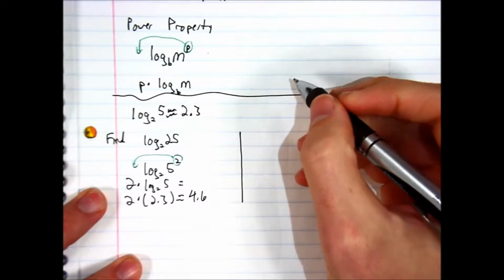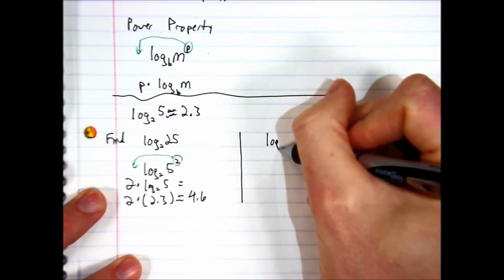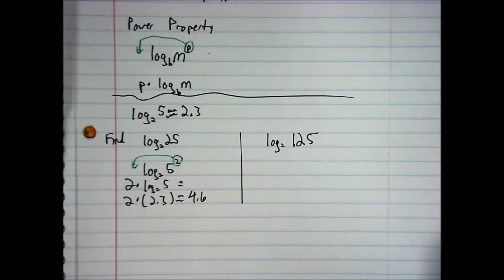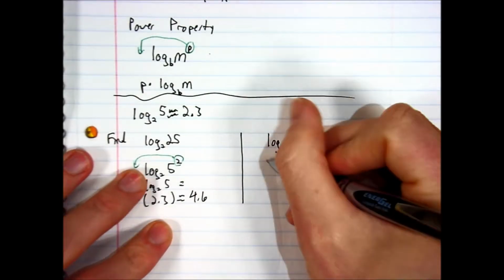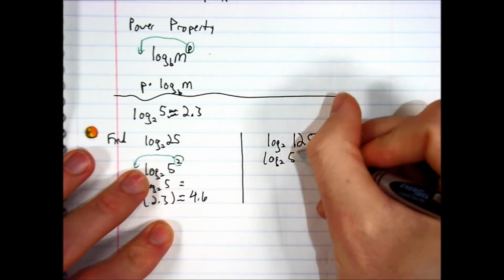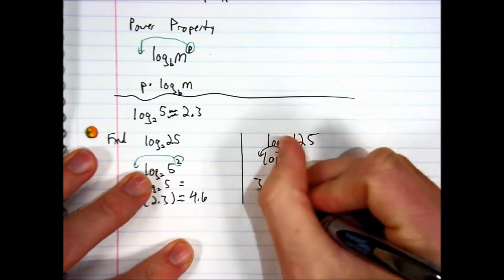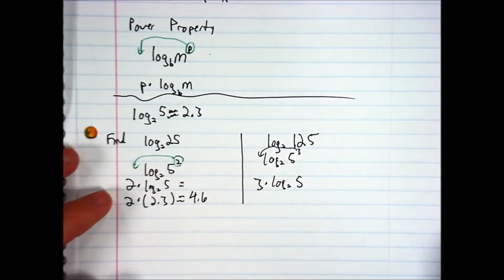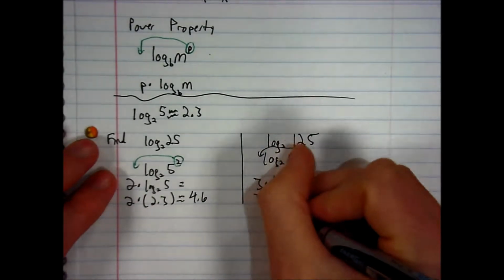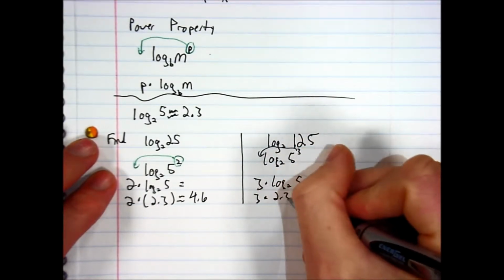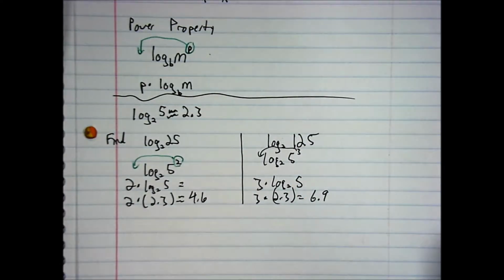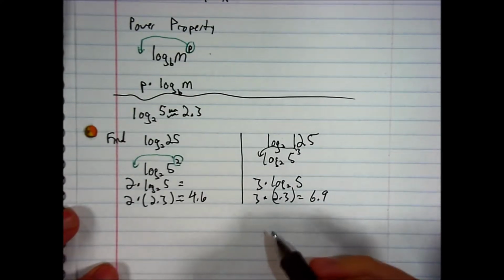Okay? You try one using the same value up here. You try log base 2 of 125. Go ahead and hit pause and work that out on your own. Okay? 125 is going to be 5 to the third. We'll bring that 3 down in front. And now we have 3 times log base 2 of 5. And that's going to be 3 times 2.3, and our answer there should be 6.9. Okay, so that's our power property.